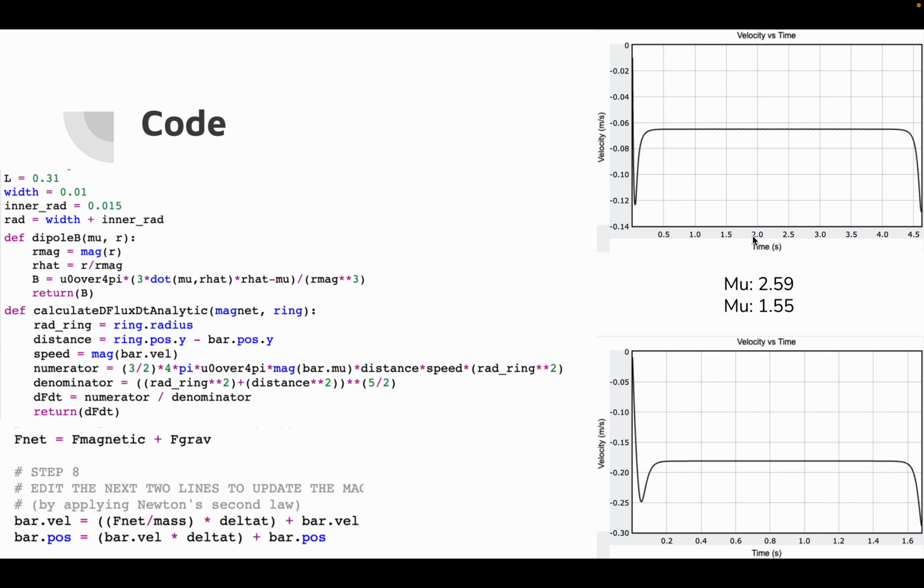So this first graph was using my mu value of 2.59, which I got from lab 2, which gave me a time of about 4.6 seconds. However, my experimental time was less than that, so when I changed around the mu value, I found that a mu value of 1.55 gave me the closest time to my experimental value, which was in this case 1.647 seconds.